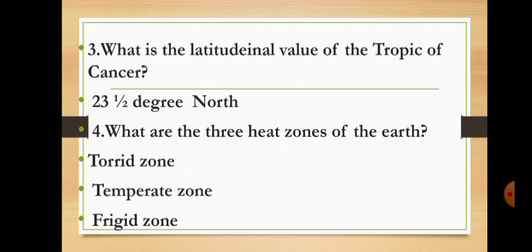What is the latitudinal value of the Tropic of Cancer? 23.5 degree north. We know that Tropic of Cancer lies in the northern hemisphere. The value of Tropic of Cancer is 23.5 degree north. What are the three heat zones of the Earth? Torrid zone, temperate zone, frigid zone. They are torrid zone, temperate zone and frigid zone.